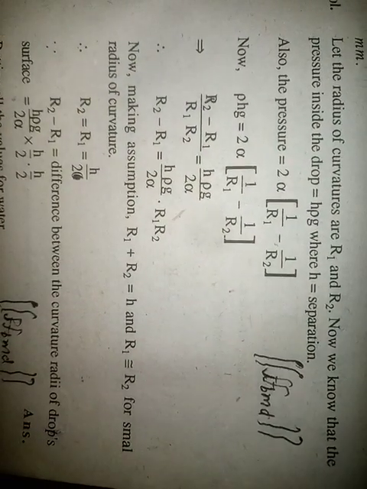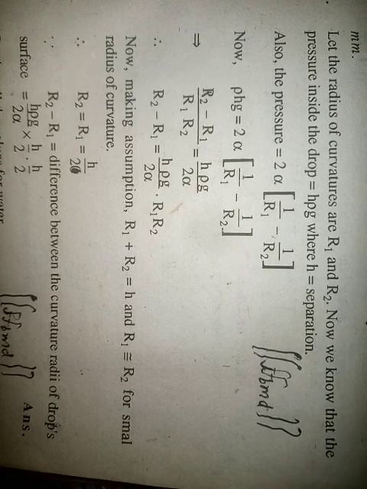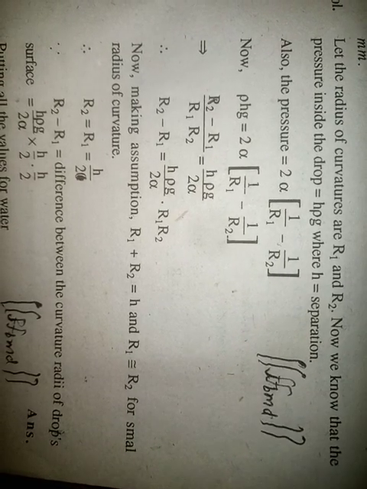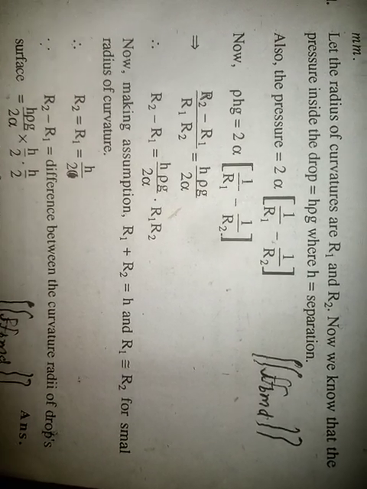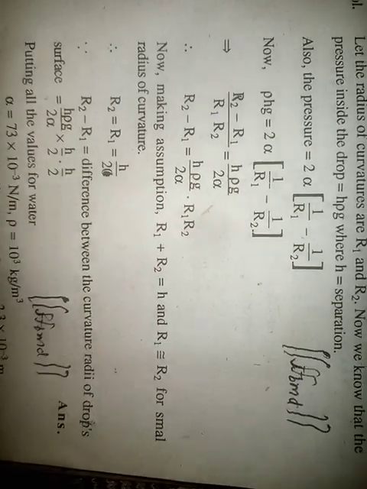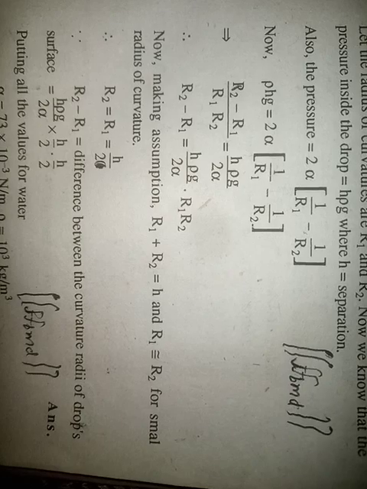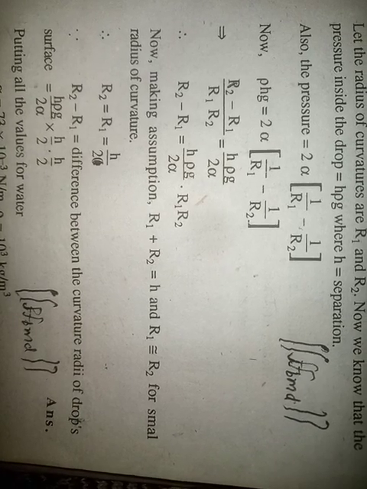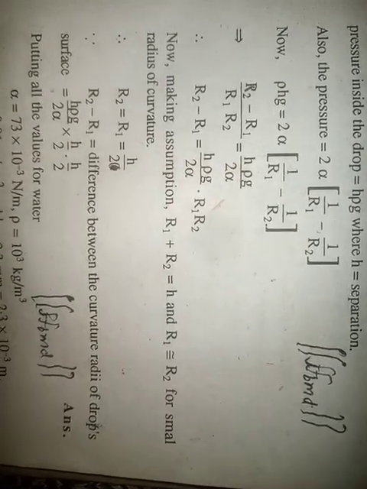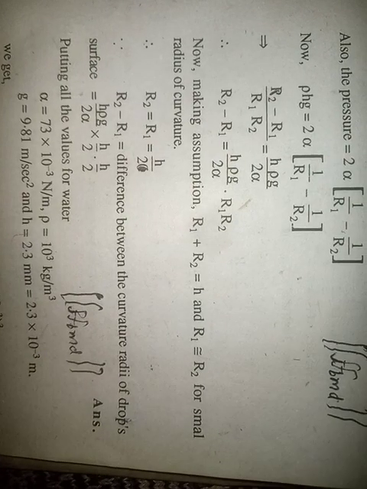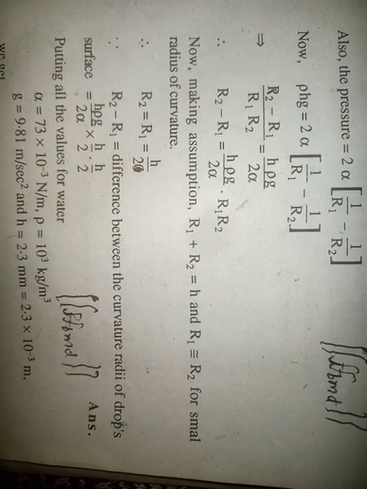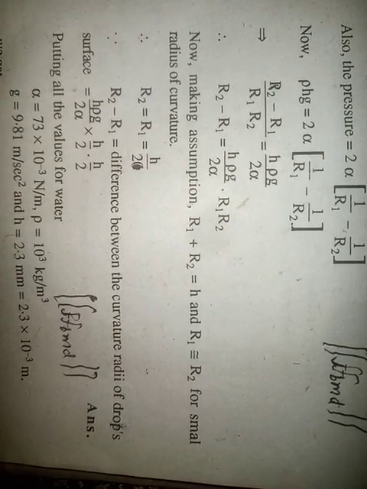Solution. Let the radii of curvature be R1 and R2. Now we know that the pressure inside the drop equals H rho g, where H is the separation. Also the pressure equals 2 alpha times (1/R1 minus 1/R2). Now rho H g equals 2 alpha times (1/R1 minus 1/R2).